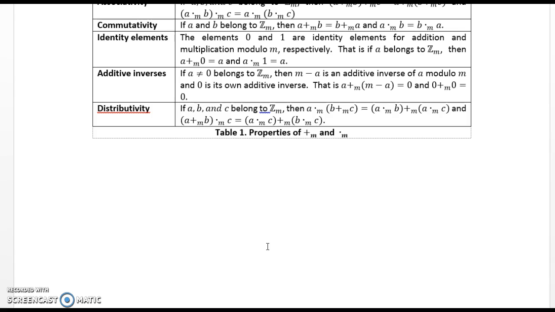multiplication modulo m over the sum, where I did the sum using the modulo m addition.